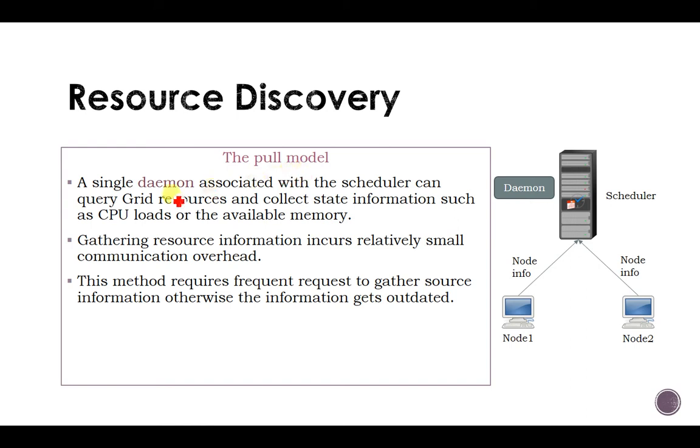So the pull model: a single daemon associated with a scheduler can query grid resources and collect state information such as CPU loads or available memories. Here a new term is introduced, what is called a daemon. A daemon is nothing but a program that runs in the background when the scheduler gets started, and it is not under the direct control of the user. Whenever you start the scheduler, the daemon programs are automatically executed.